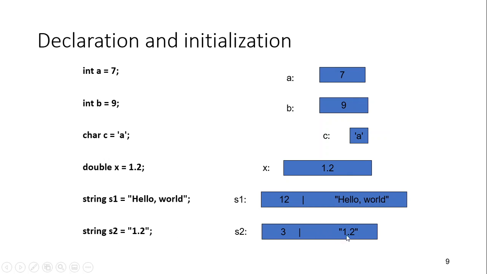So this 1.2 and that 1.2 are stored in completely different ways. The string is 3 characters: the ASCII code of one, the ASCII code of the point or period, and the ASCII code of 2. So these are 3 ASCII codes put together in contiguous locations. The double is not stored as an ASCII code. It is converted into the IEEE 754 double precision floating point format.